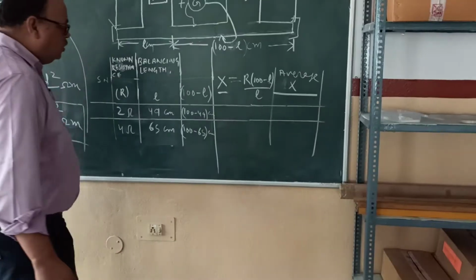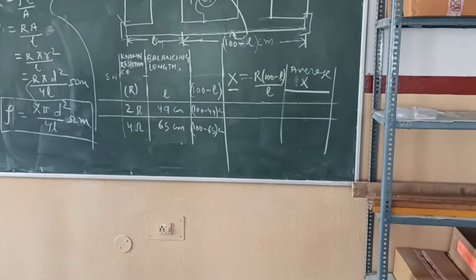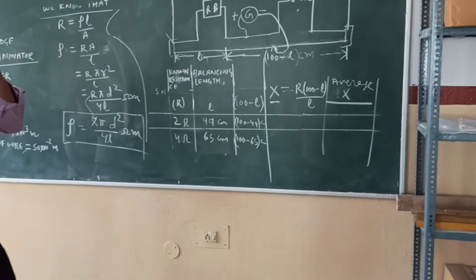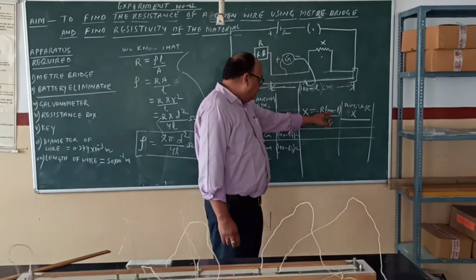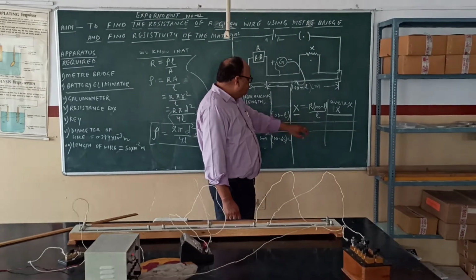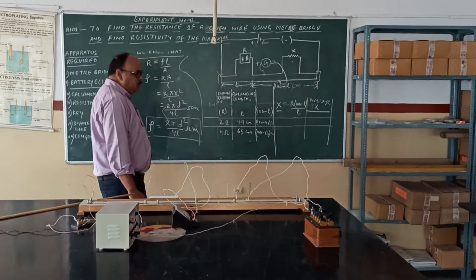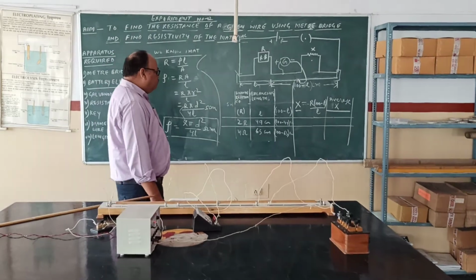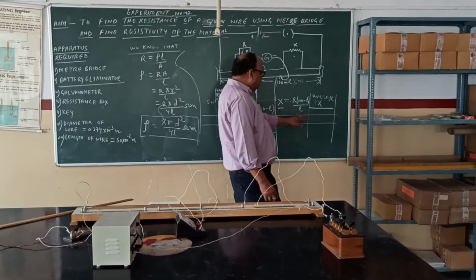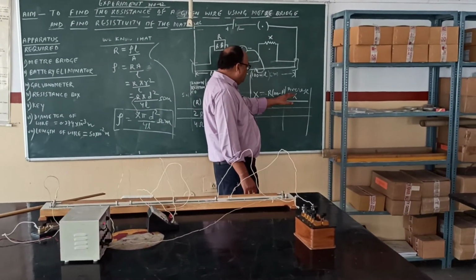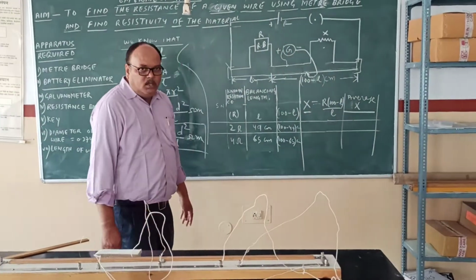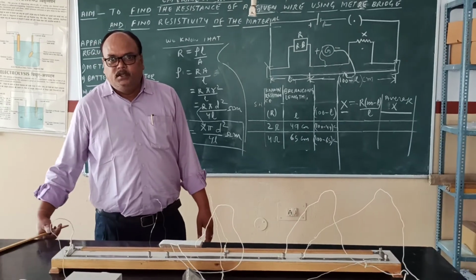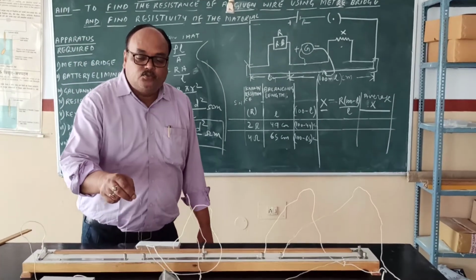In this way we will take 5 readings and put these values of L and 100 minus L with R, 2 ohm and 4 ohm. We will get different values of X. At least we will take 5 readings and then take the average value of X. In this way we will get the resistance of this wire.